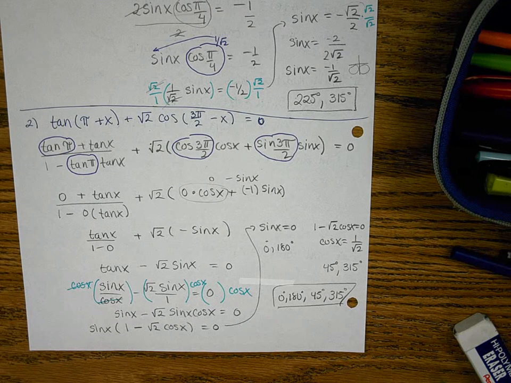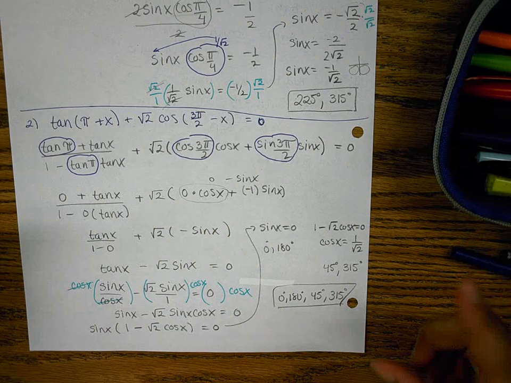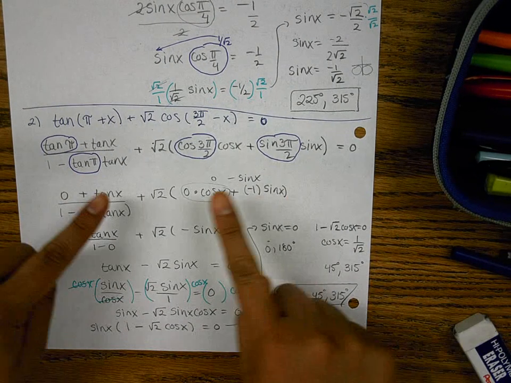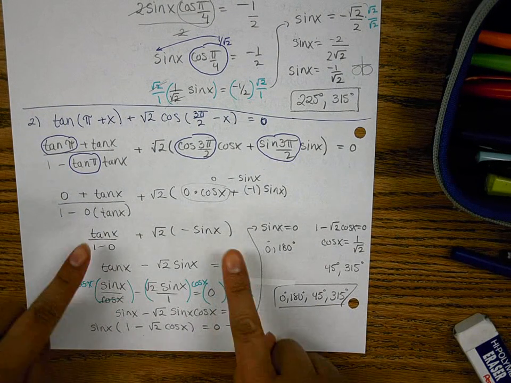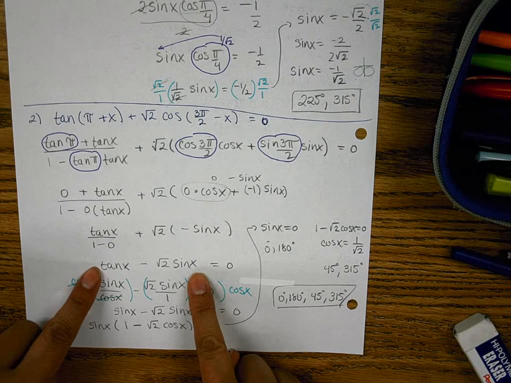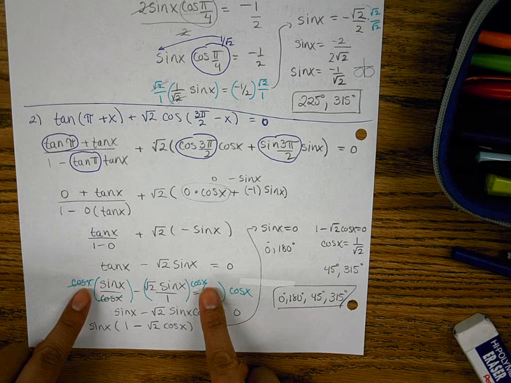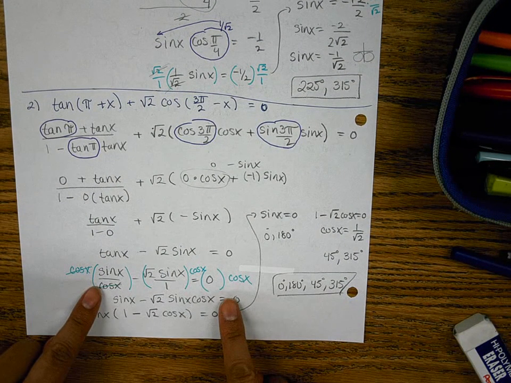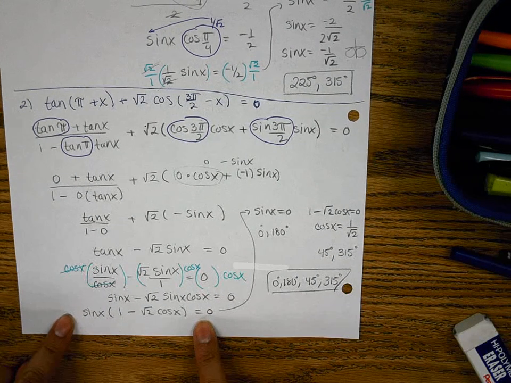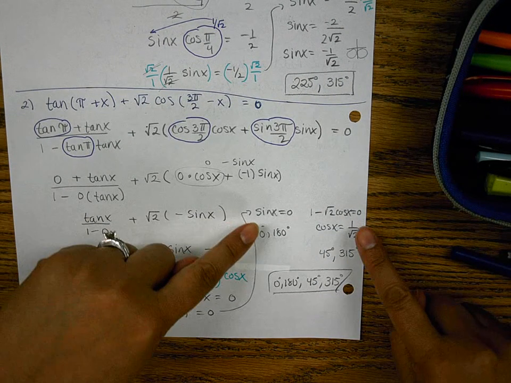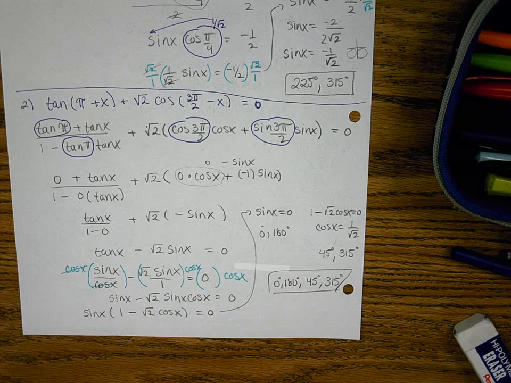Again, a bit of a problem. It was pretty intense, but we expanded, cleaned things up, kept cleaning up until we got here, and then changed it to sine and cosine, cleared it, GCF'd it, used zero product, and solved like we did last unit. That is it for this lesson.